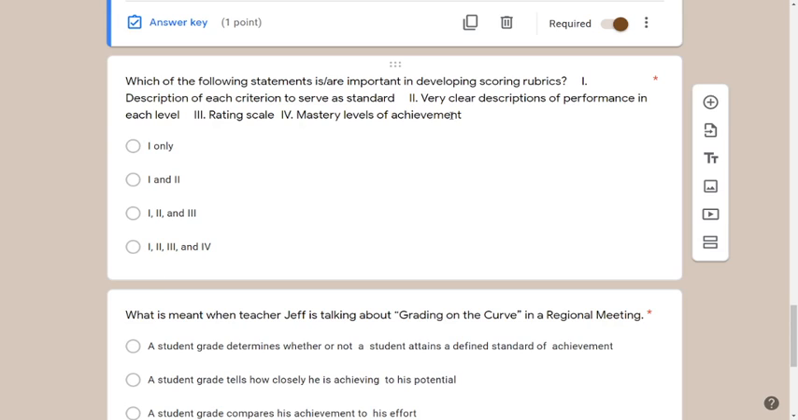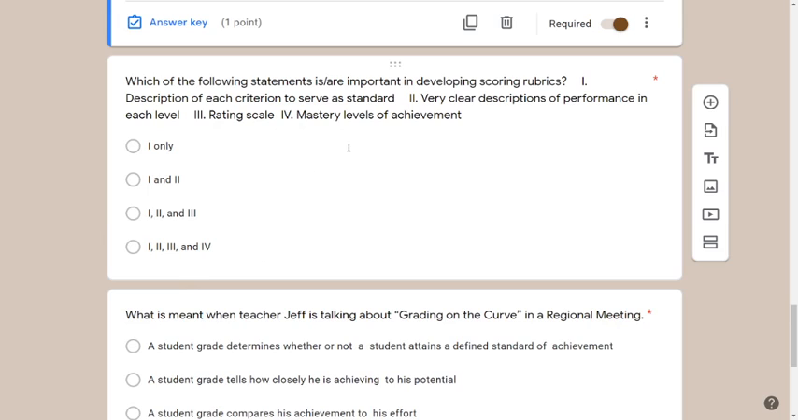2, very clear descriptions of performance in each level. So okay, for rubrics this is very, very important because you need to really describe when you're going to call it below average, when you're going to call it average, above average, and excellent, right? So you need to describe. You need to have a very clear description so it will be very objective. So 2 is already a correct. So I would X out A and B, so that leaves me with C and D. So now I have 50% chance of getting it right.